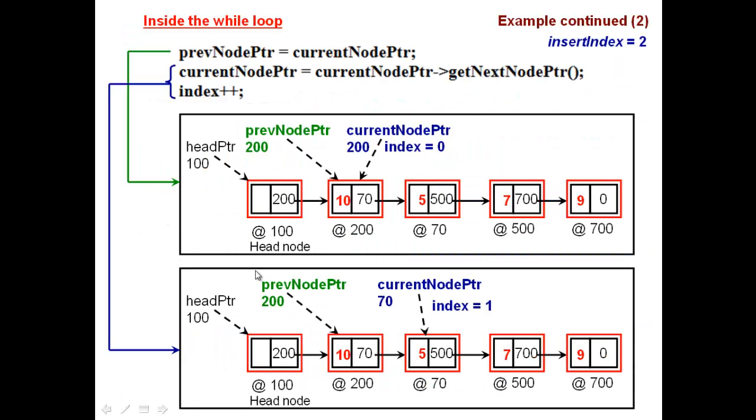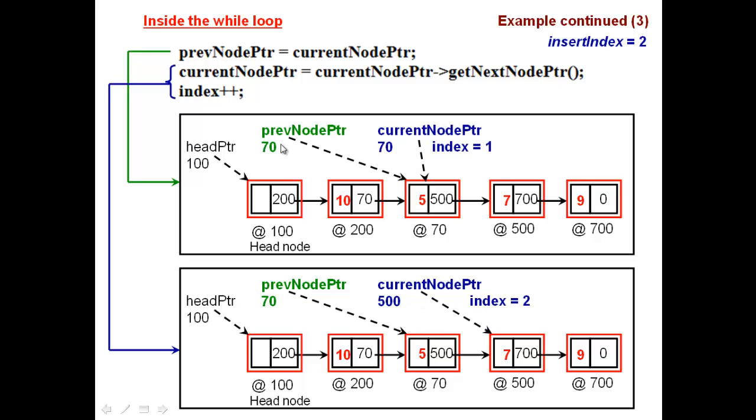So how do we do that? Make the previous node pointer take the value of the current node pointer first. So the previous node pointer will now get 70, pointing to this node. Then move the current node pointer further down by using the statement current node pointer arrow get next node pointer. The next node pointer for the current node is 500. That's the value that will now be assigned to the current node pointer, and then increment the index from 1 to 2. So the current node pointer is now pointing to the node at index 2, meaning the third element in the list.